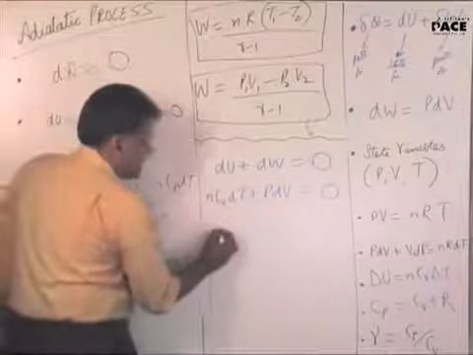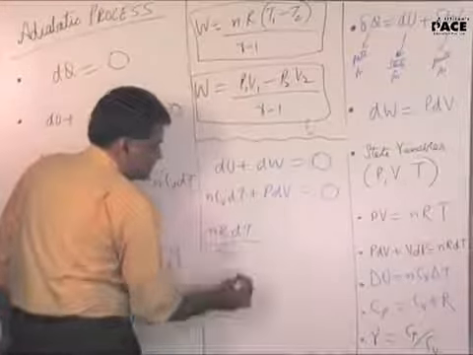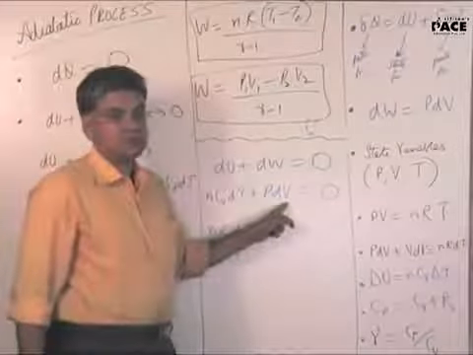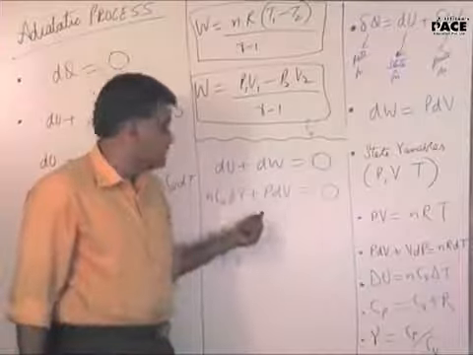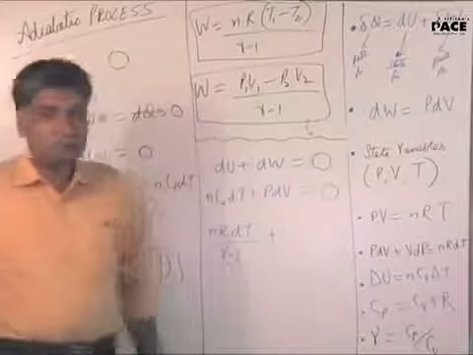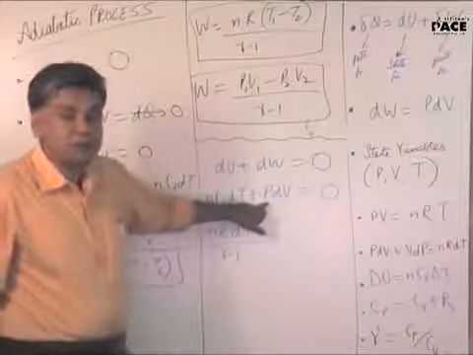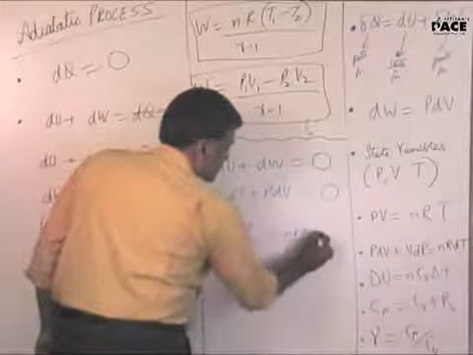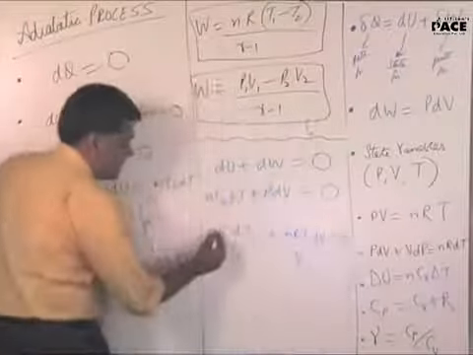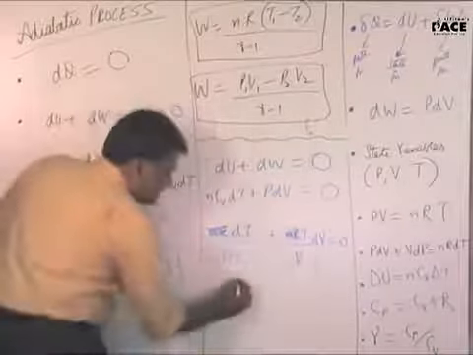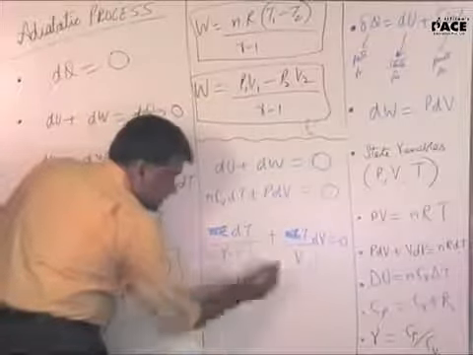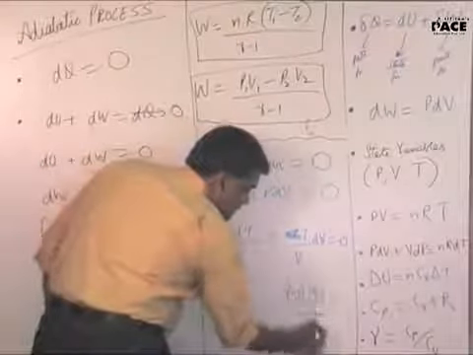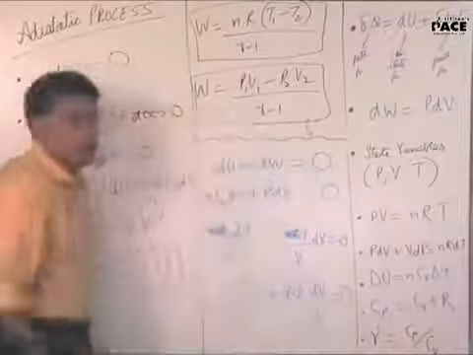Now this is nR dT by gamma minus 1. See, we have got a differential equation in temperature and volume. So we need to express everything in terms of either temperature or volume. Can we express pressure in terms of temperature and volume? nRT by V. nRT by V dV equal to 0. So nR gets cancelled. So we get, rearranging it, dT by T plus gamma minus 1 dV by V equal to 0.